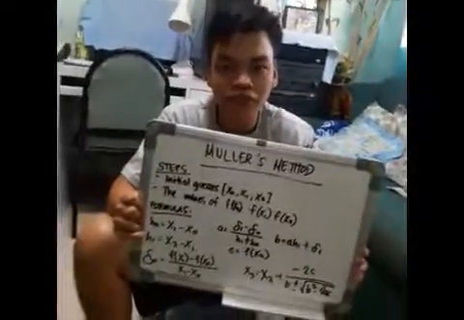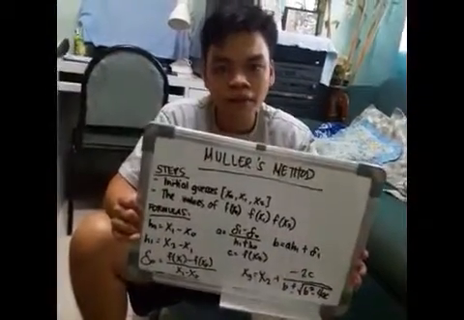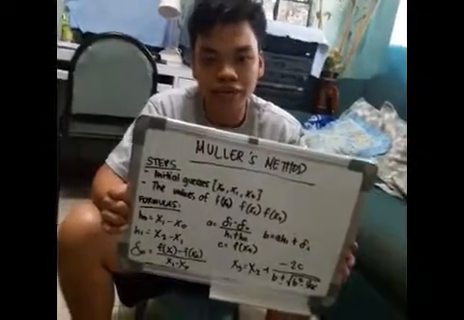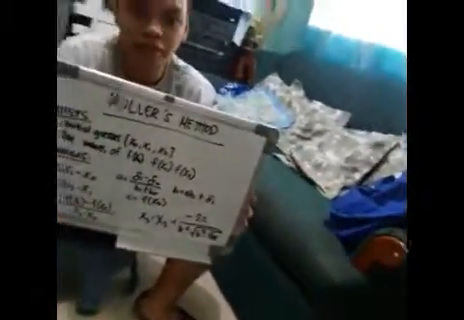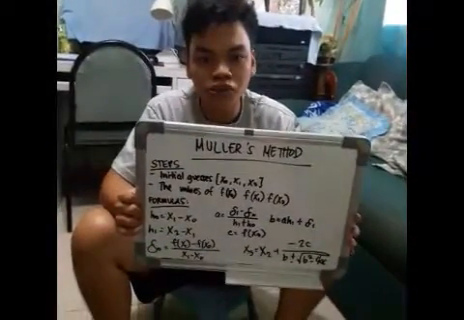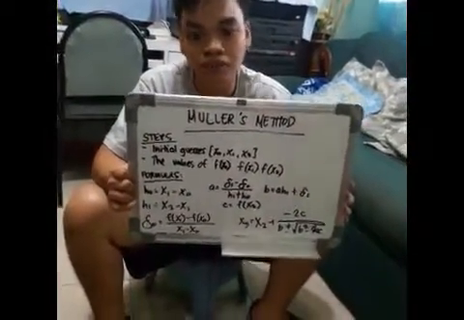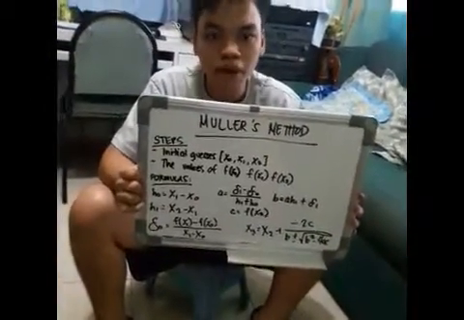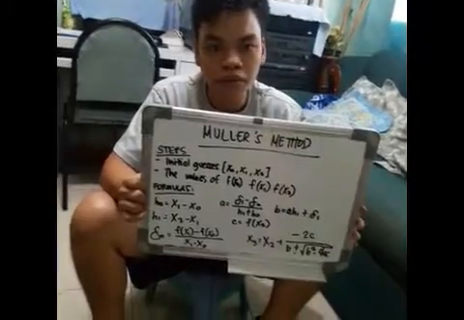We will be discussing Muller's method. Like the other methods, we will be starting with the initial guesses, x sub 0, x sub 1, x sub 2. And we will be getting the values of those as functions, f(x sub 0), f(x sub 1), and f(x sub 2). Then we have formulas here.